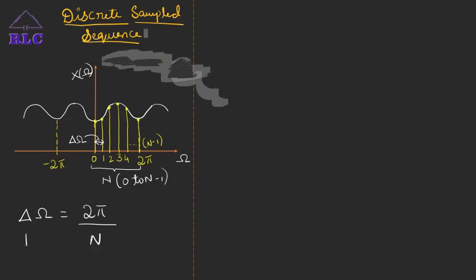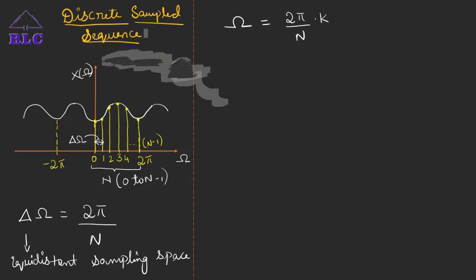All the samples are equidistant. This is the equidistant sampling spacing, which is equal to 2 pi by N. So omega, the frequency domain variable, can be represented as 2 pi by N into k. We have divided omega into 2 pi by N into k, where the range of k is between 0 to N minus 1.